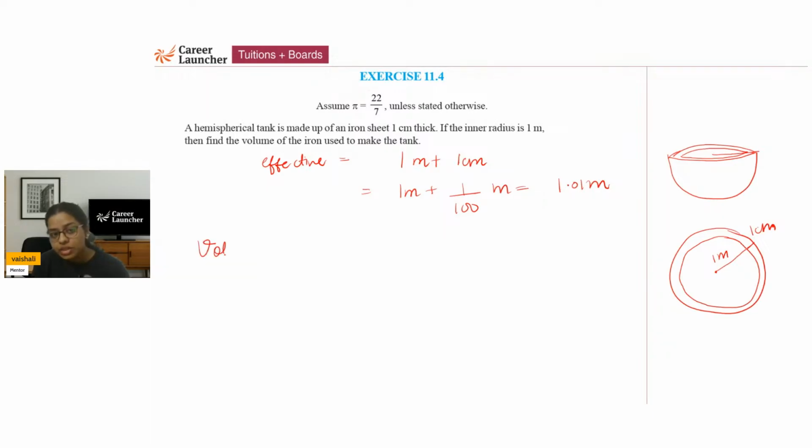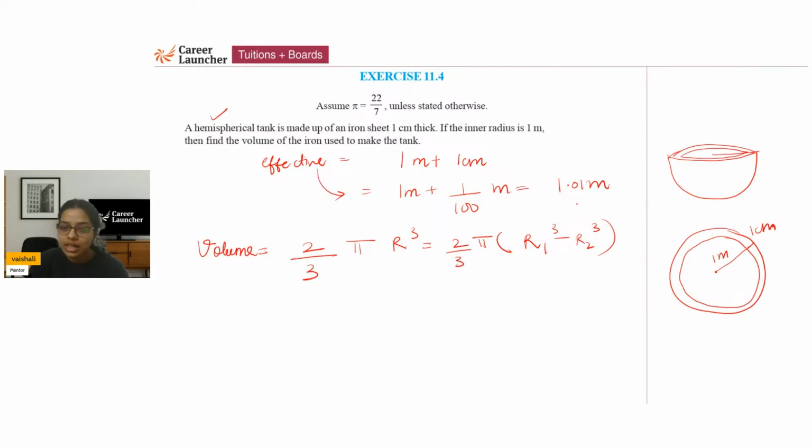Now coming to the concept of volume. Whenever the concept of thickness is involved in any question, first of all, the hemisphere volume is based on 2 by 3 pi r cube. But now in this question, like I said, we have the concept of thickness, so it is going to be 2 by 3 pi (r1 cube minus r2 cube). So r1 is the effective total radius, and r2 is the inner radius. So effective minus inner radius, the difference will give me the volume.